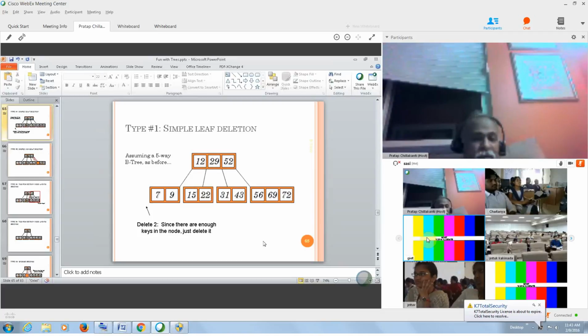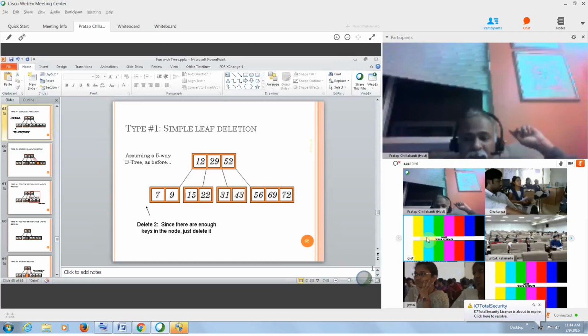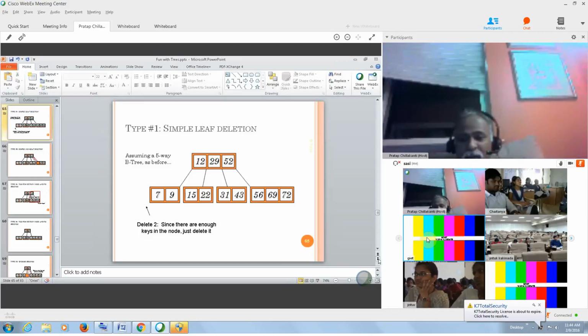So we want to delete some value, and it's saying there are enough keys in the node, just delete it, because enough keys meaning they should meet the criteria of m-1, right? As long as that criteria is met, you can delete it. Okay? So we are deleting 56. That's what it did here.